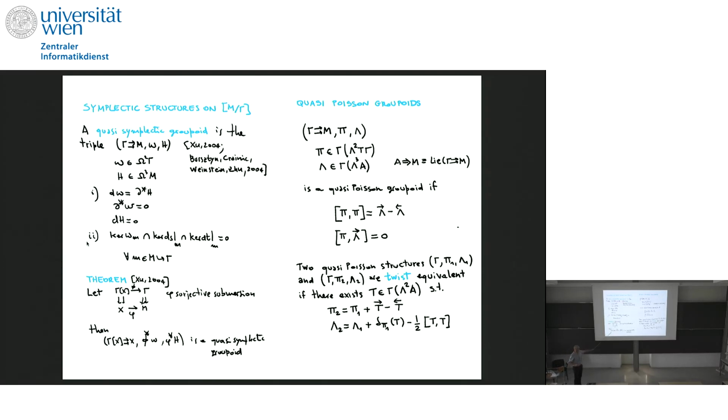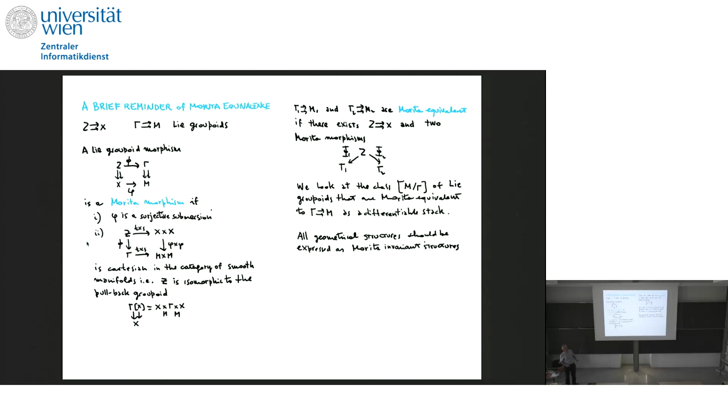Yes, this is a Morita morphism, which means this, right? It's a Lie groupoid morphism, okay, that at the end means that the groupoid Z is isomorphic to the pullback groupoid, right? I guess so, yes.